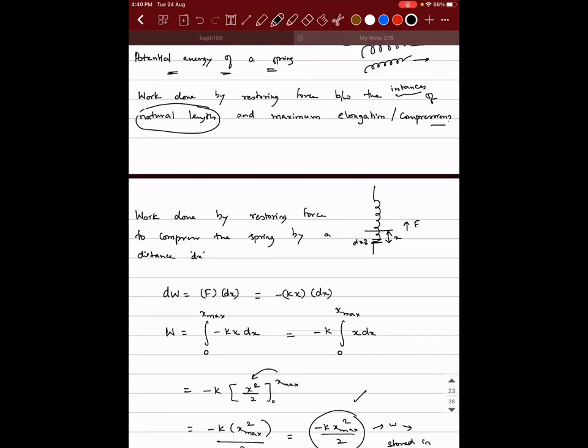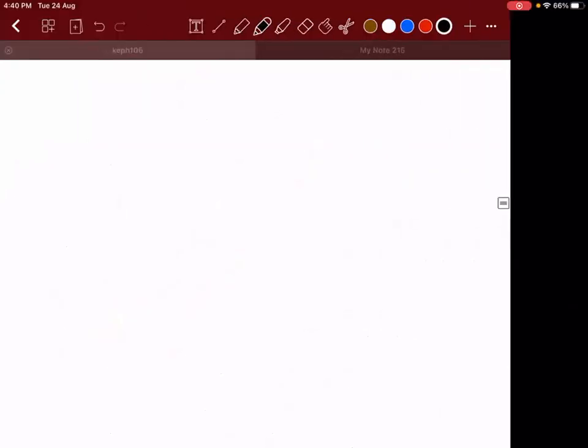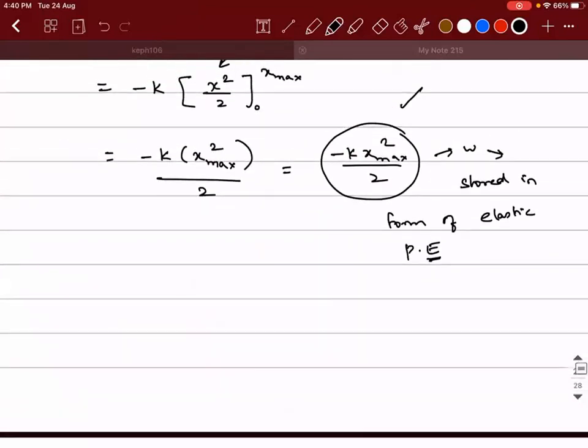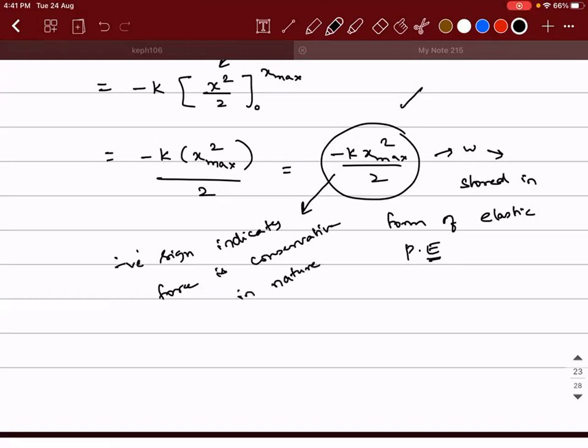Yes, sir. Okay. Now listen, we'll do a problem based on this. I'll tell you how to use this formula. Before that, I want you all to make a note. Here the negative sign indicates that the force is conservative in nature.